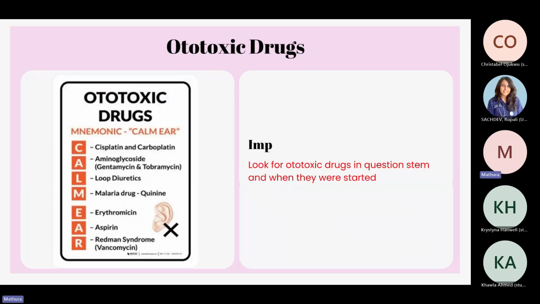Okay, so earlier we were talking about ototoxic drugs. Here's a very helpful mnemonic. The last one, Redman syndrome, is basically a hypersensitivity reaction to vancomycin, and it can cause things like ear pain. Something to keep in mind in terms of what could be causing some symptoms outside of all the disorders we were talking about earlier.